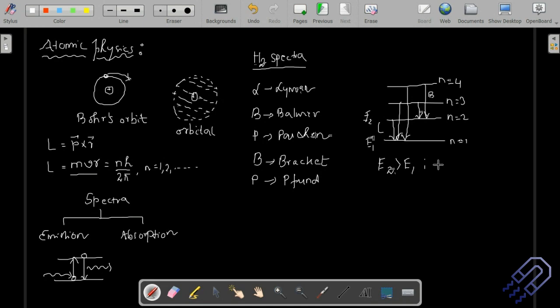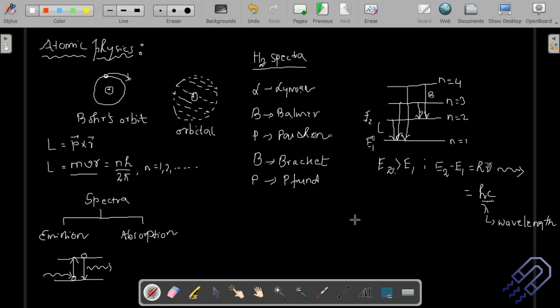So that means there is a difference between E2 and E1, E2 minus E1, and that energy difference is nothing but hν. This is the radiation, or the energy difference, that is coming out because of this transition, and we can also write it as hc divided by lambda. These formulas we obviously keep on using, so it will have a definite wavelength that is coming out. Based on this frequency and wavelength, we can say what kind of radiation we have.